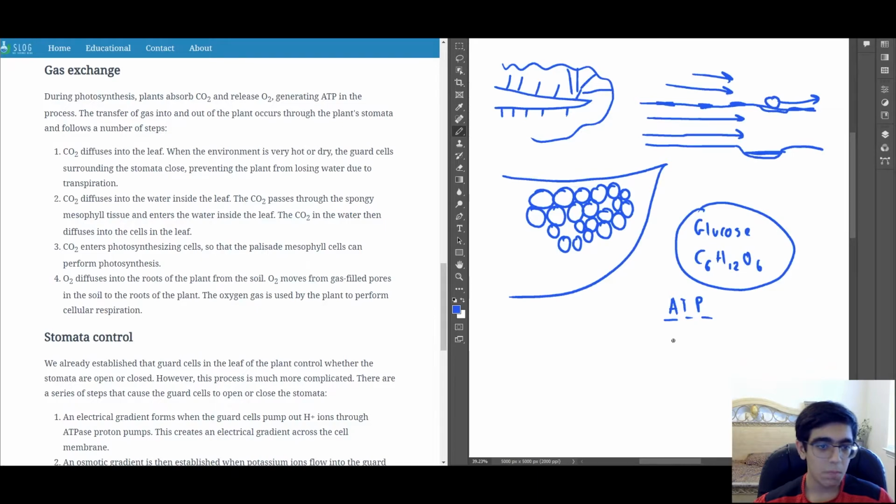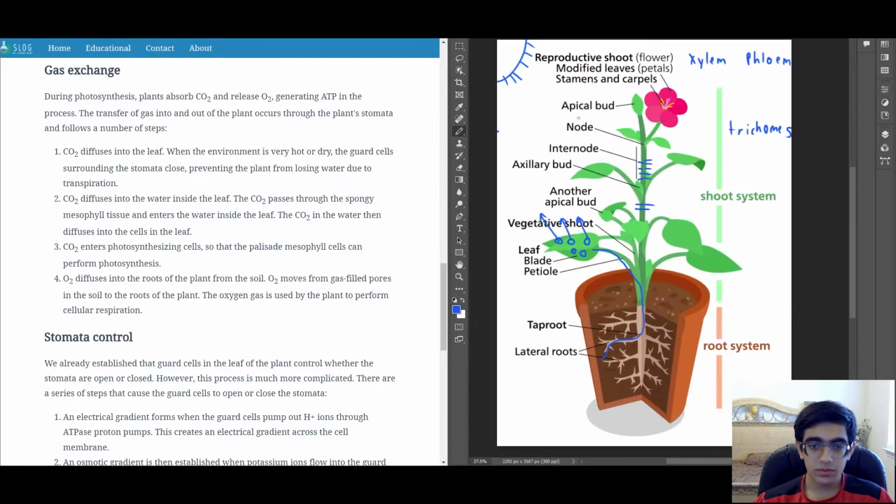This glucose is then used to create ATP, which is adenosine triphosphate, the major source of energy for the plant. So carbon dioxide diffuses into the leaf, and when the environment is very hot or dry, the guard cells will close, which prevents any loss of water from transpiration. When the guard cells are open, the carbon dioxide enters the leaves, passes through the spongy mesophyll tissue and enters the water inside the leaf. The carbon dioxide in the water then diffuses into all the cells inside the leaves, and this allows the cells of the plant to perform photosynthesis.